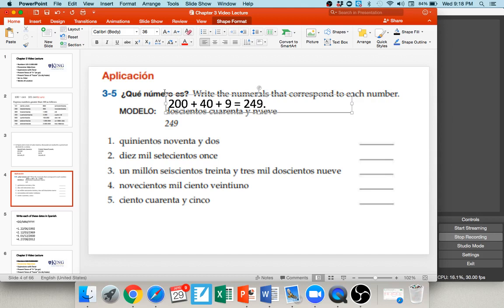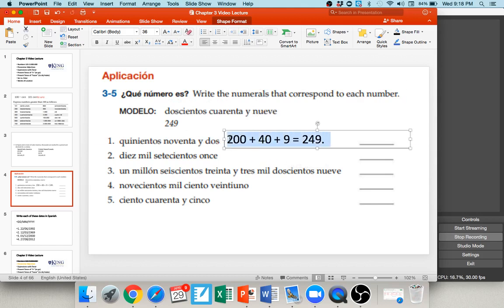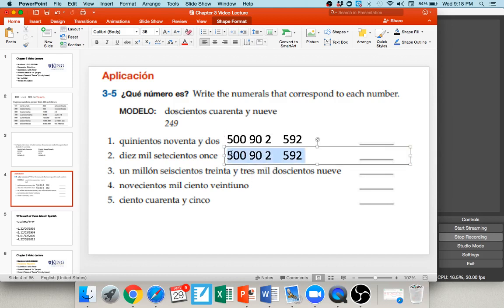Okay, the same is true for these other areas. With number 1, you're given 592. So take those numbers, add them together. 500, 500, 90, 90, y dos, 2. So 500, 90, and 2 adds to give you 592. Let's try another one. As you look at number 2, you can see 10,711. Well, let's take a look here. You know that mil by itself is 1,000. In this case, we have 10,000.